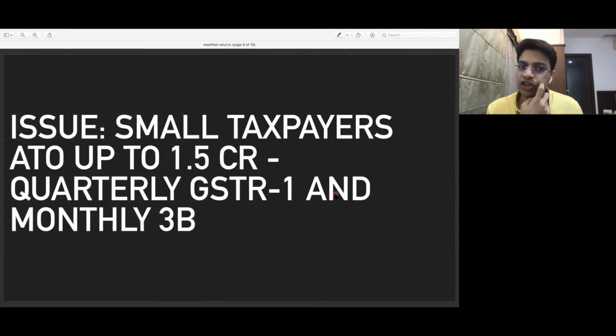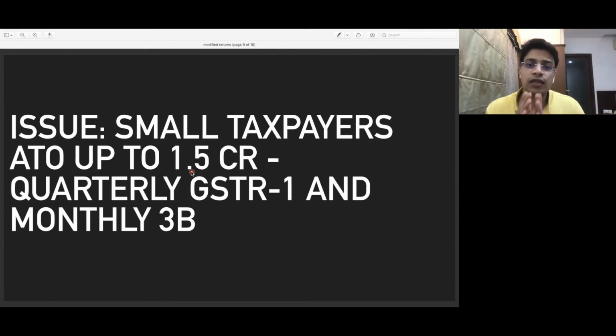Now there is a small issue in this, or maybe several issues, other issues will also come up as these new modified returns will be implemented. One of the major issues is that small taxpayers having aggregate annual turnover up to rupees 1.5 crore are required to file GSTR1 returns on a quarterly basis, whereas they file GSTR3B on a monthly basis. So GSTR1 is filed on a quarterly basis, GSTR3B is filed on a monthly basis.